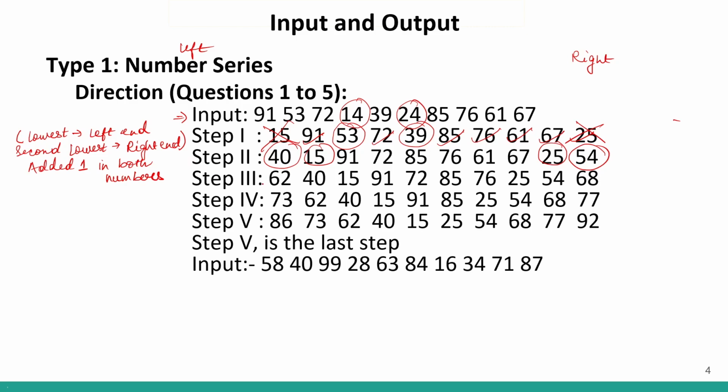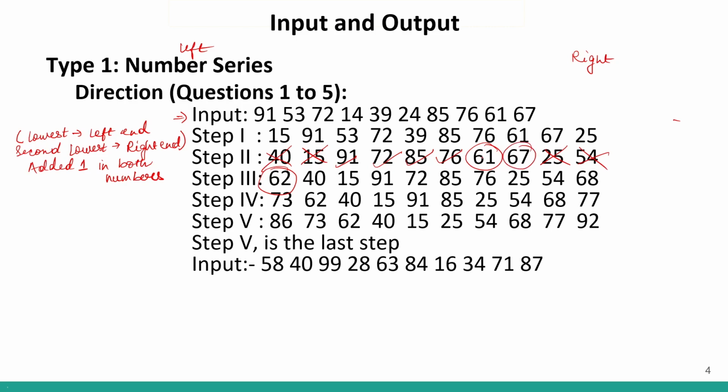Now let us check for step 3. In step 3, which two numbers will be fixed? Because we have already performed operation on them, 40 and 15. So we don't have to look at these numbers. These numbers are already in their fixed positions, okay? So 91, I can see a new number 63. 72 is in the same place, 85 is there, 76 is there, then 61 is missing, then we have 67. Okay, sorry, then we don't have 67, so 67 is also missing.